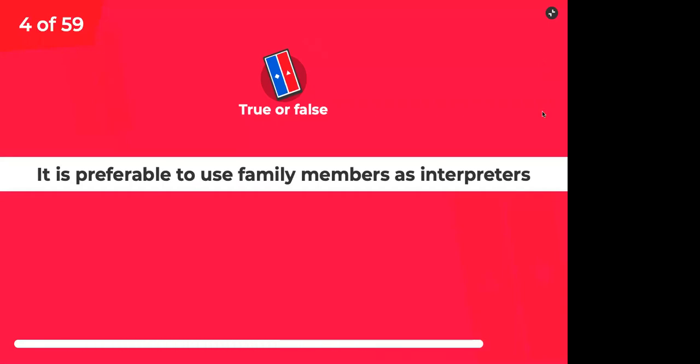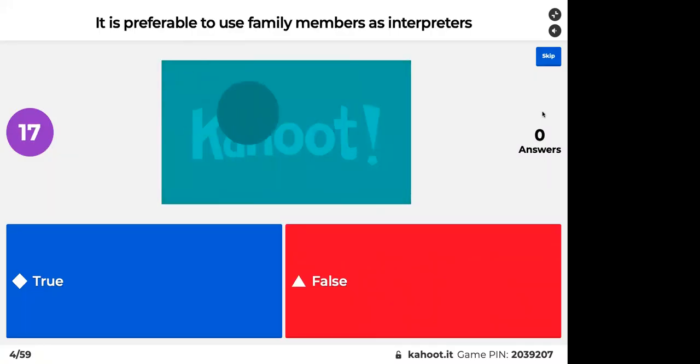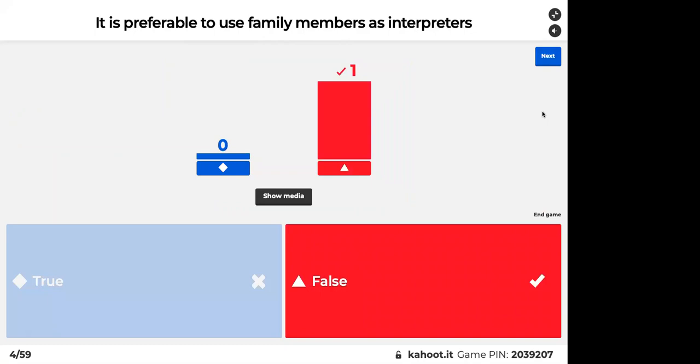So is it preferable to use family members as interpreters? Yeah, it's not preferable to do this. And the reason is because it can interfere with the accuracy of the translation, because for instance, if there's bad news, then family members might not end up revealing that to the patient. And there's also no way to know their personal skill level in English as well, because they, as people who aren't professional translators, might not be able to understand everything that you're saying as well.